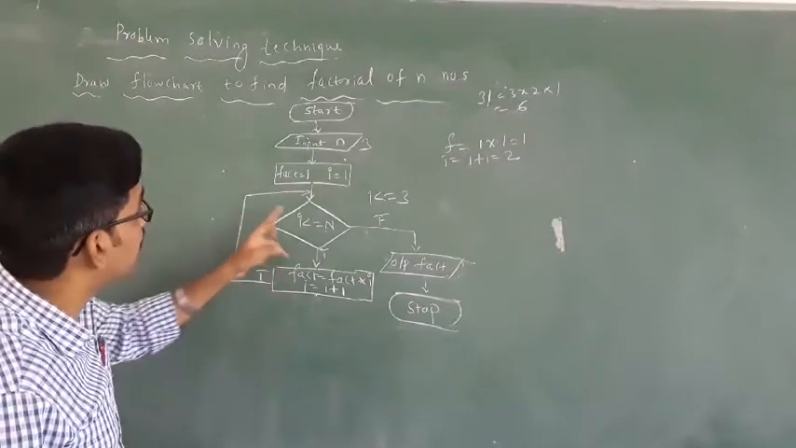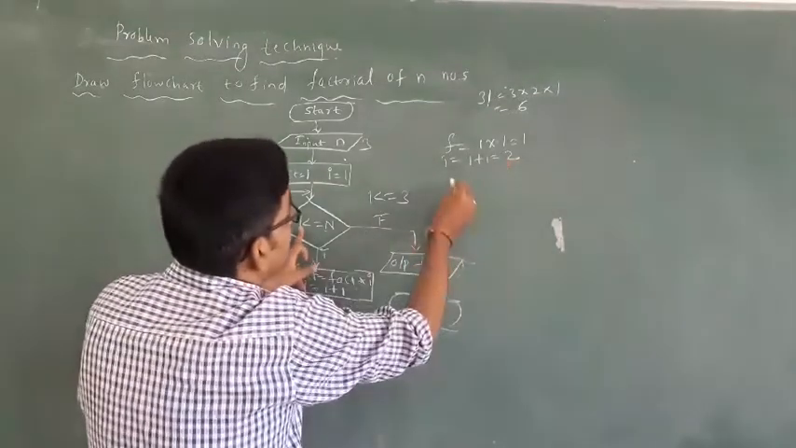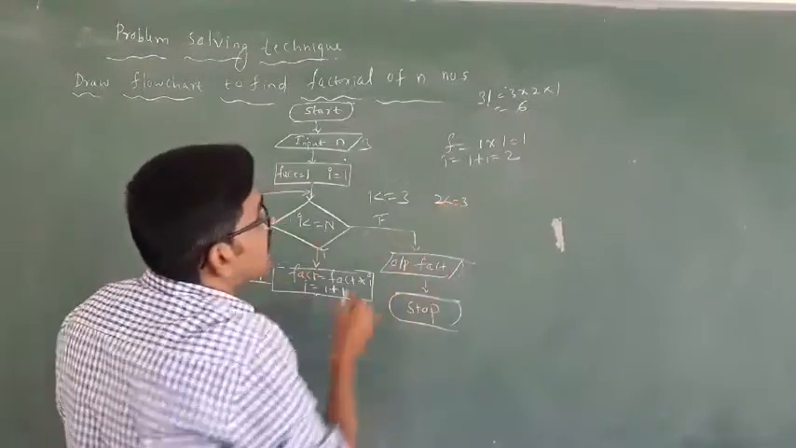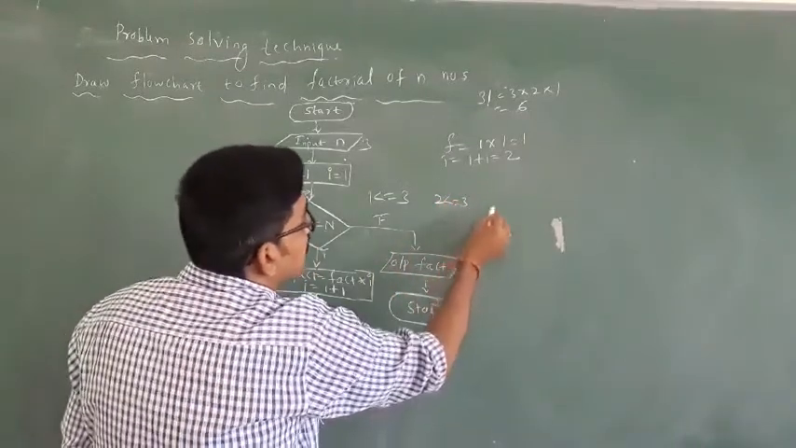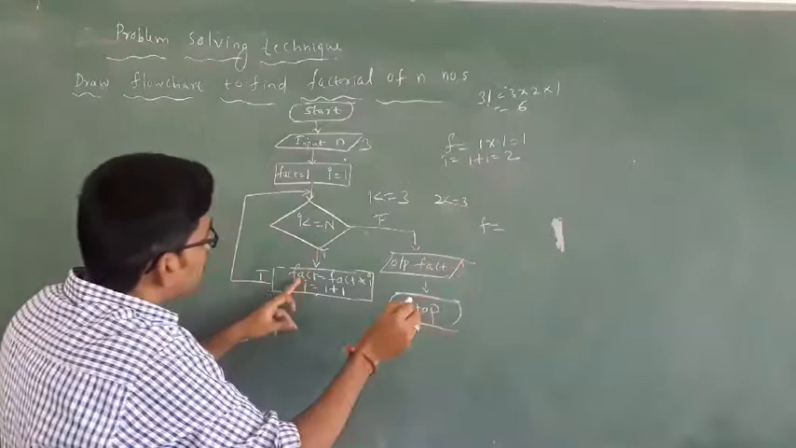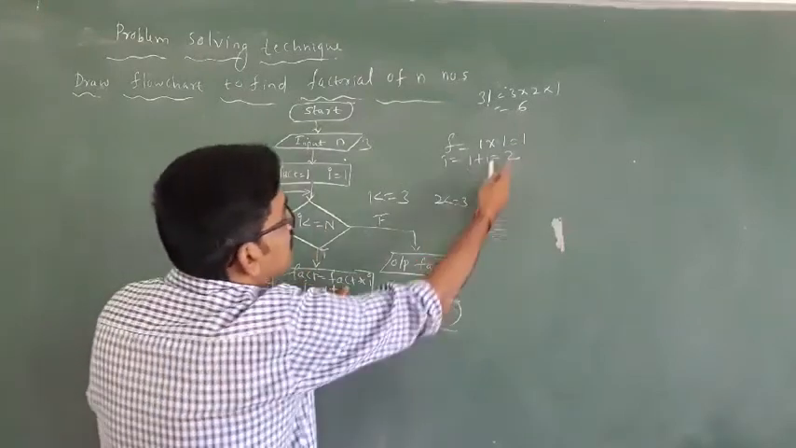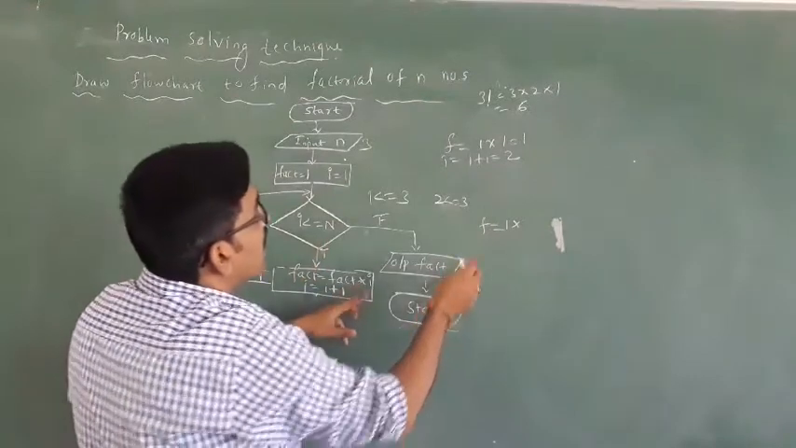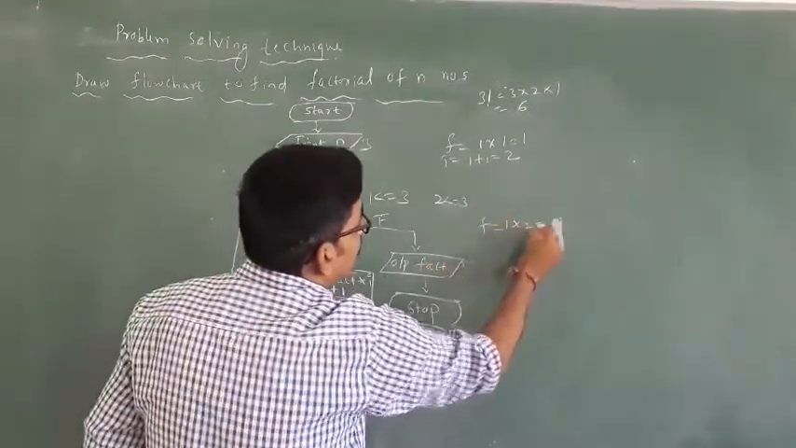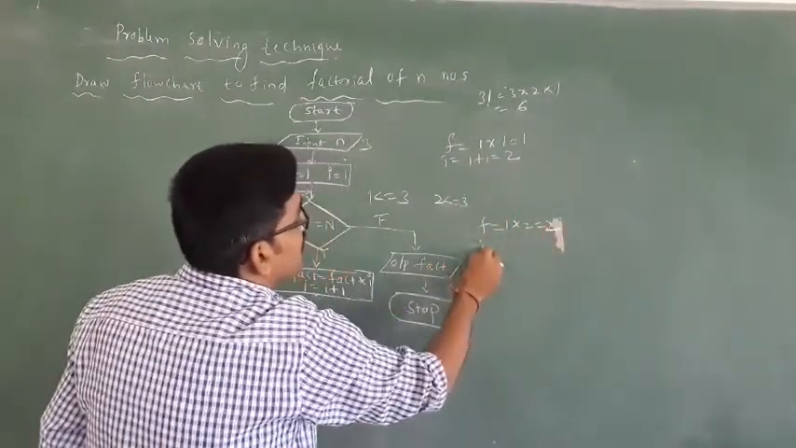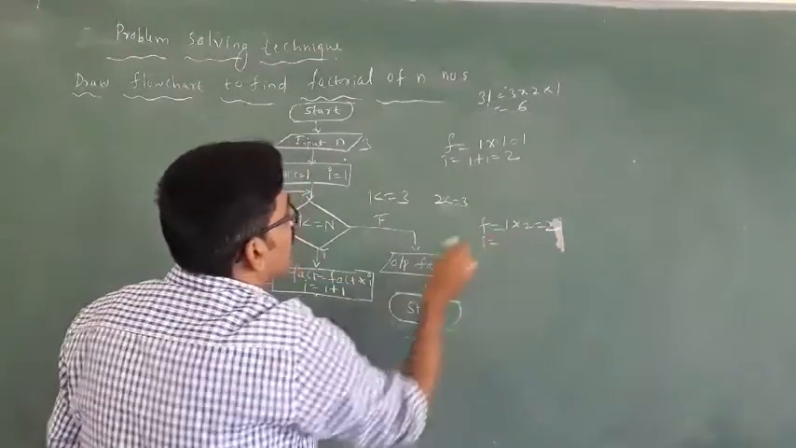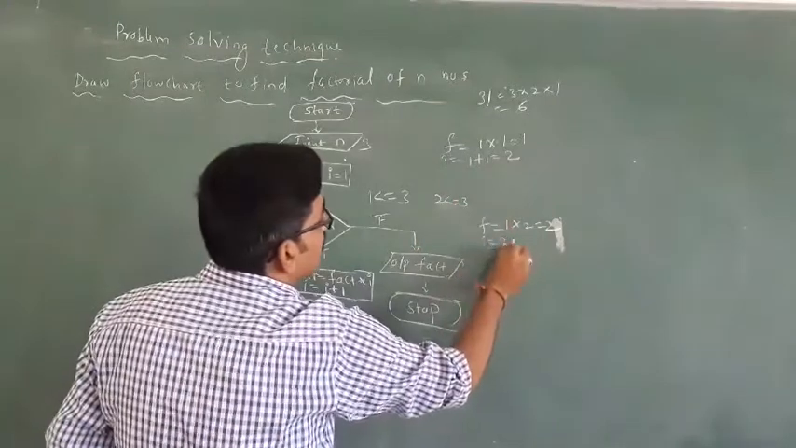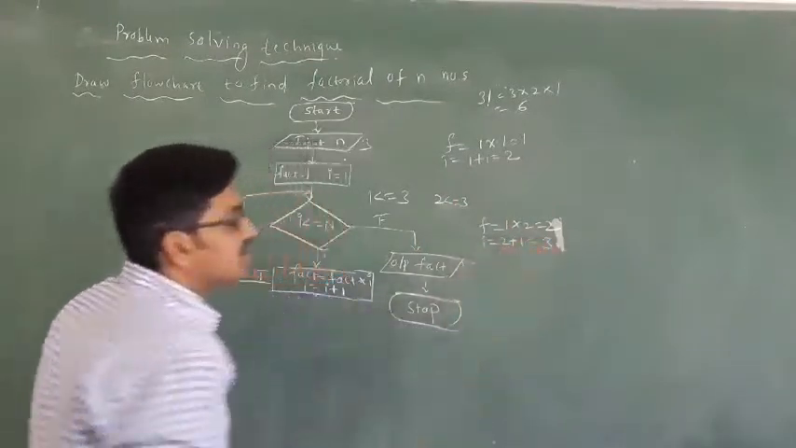Next time I is 2. 2 is less than or equal to 3. Yes, so next fact equal to fact, which is 1, into I, which is 2. So 2. Then I equal to I, which is 2, plus 1 equal to 3.